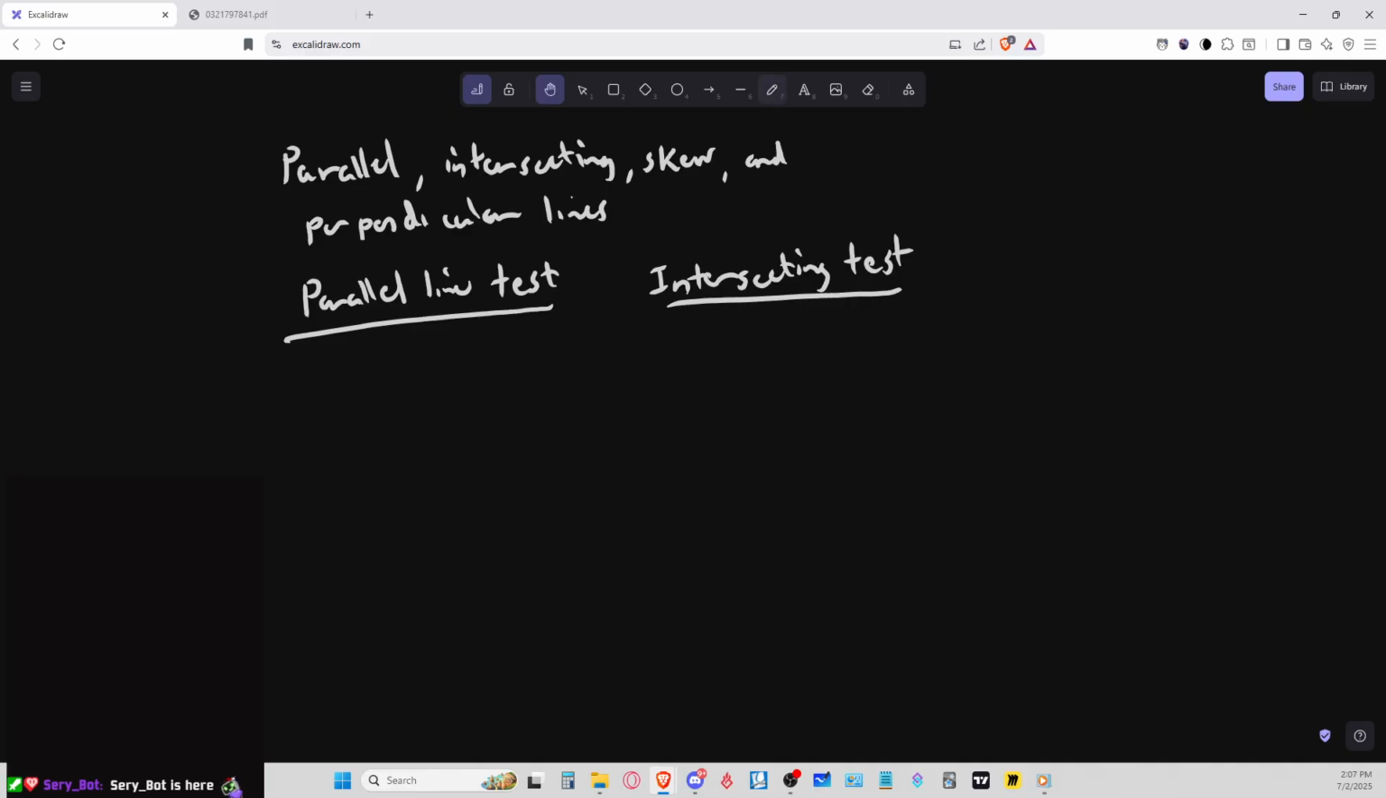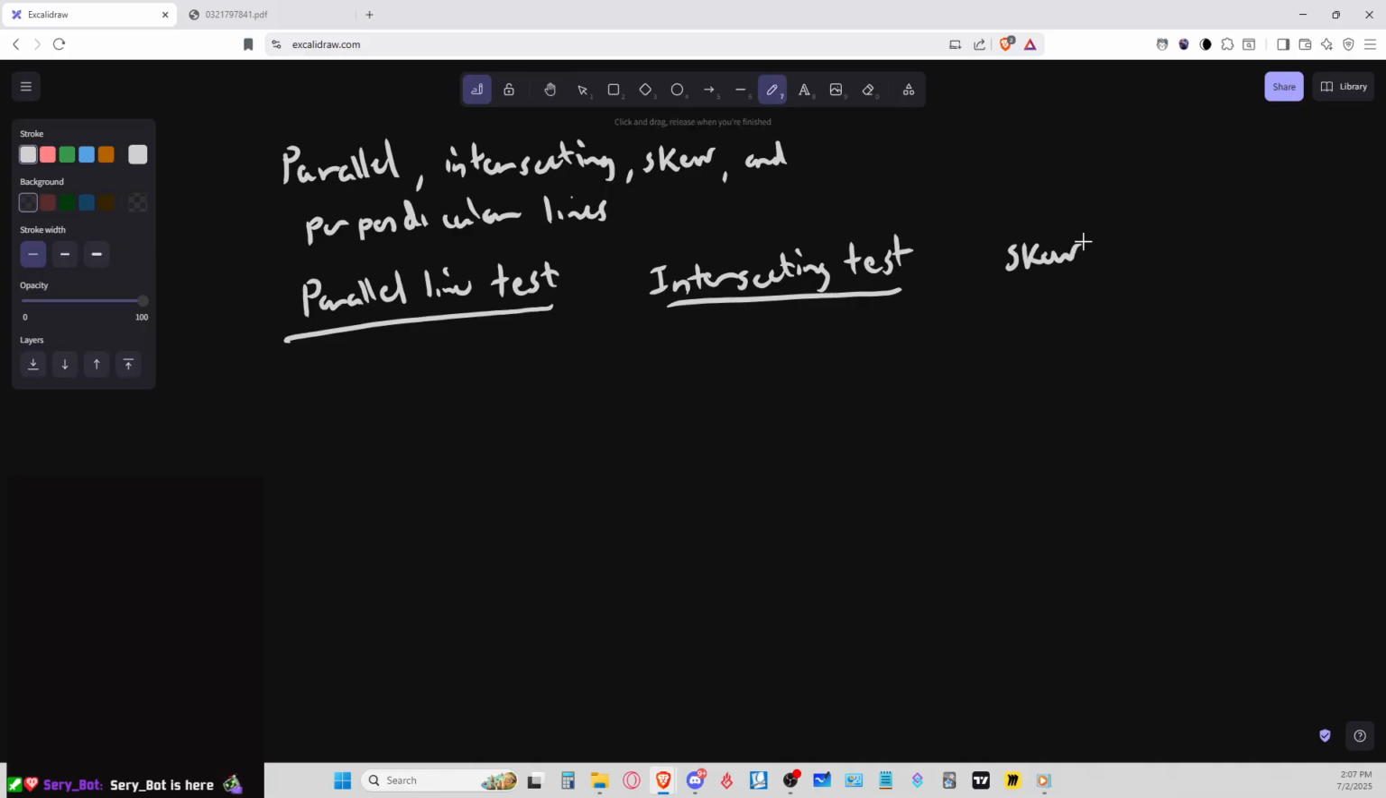They do have something called skewed line, but I don't think that's a test. I think it's just once every other option is used up.